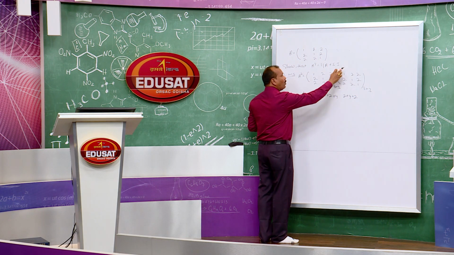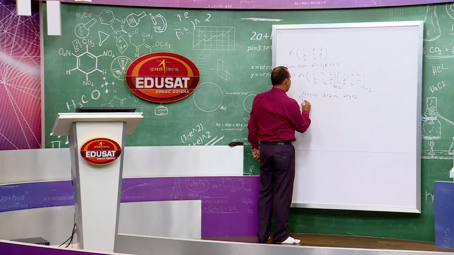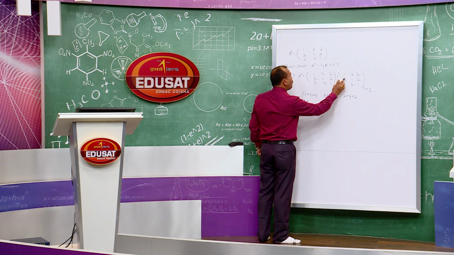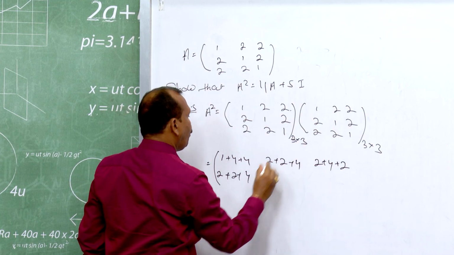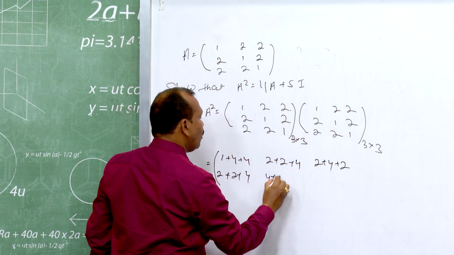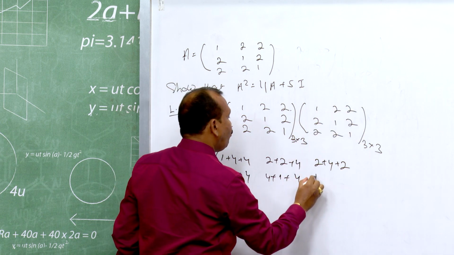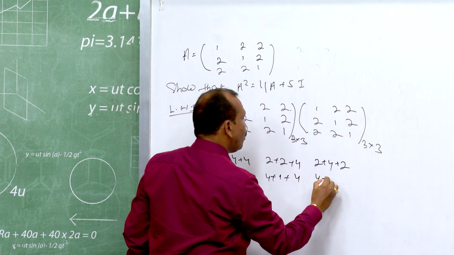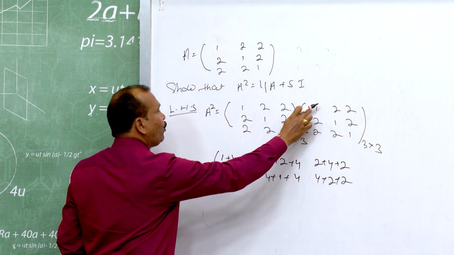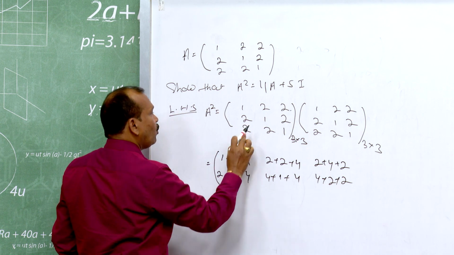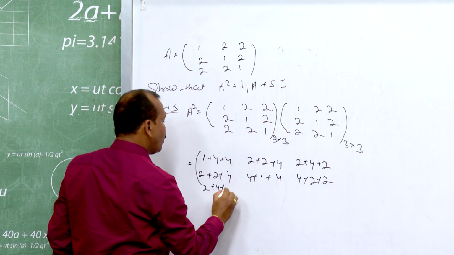Similarly, second row with first column, second column and third column. 2 into 1 is 2, plus 1 into 2 is 2, plus 2 into 2 is equal to 4. So, 2 into 2 is 4, plus 1 into 1, 1, plus 2 into 2 is equal to 4. And 2 into 2 is equal to 4, plus 1 into 2 is equal to 2, plus 2 into 1 is equal to 2. 2 into 2 plus 4, plus 1 into 2 is equal to 2.